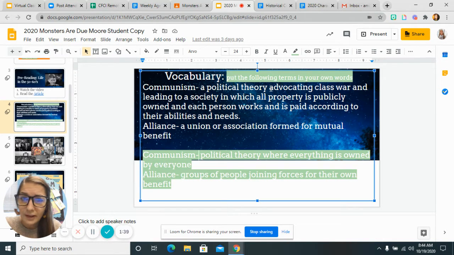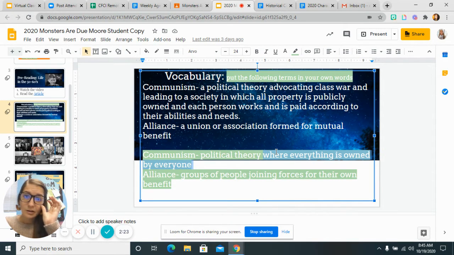Communism is a political theory. It is not a system of government because it hasn't been successful in any nation, so it's not necessarily a system, it's only a theory. Advocating class war and leading to a society in which all property is publicly owned and each person works and is paid according to their abilities and needs. So in class, we discussed how to put that longer definition into our own words. It would be a political theory where everything is owned by everyone. So average citizens share property.